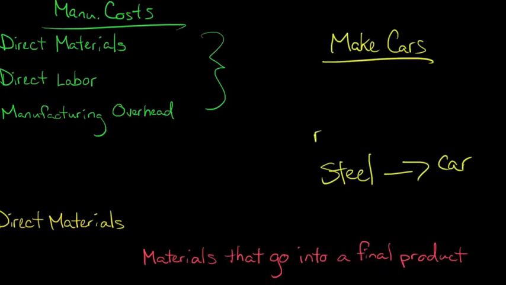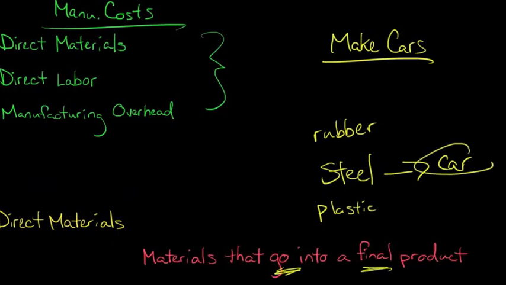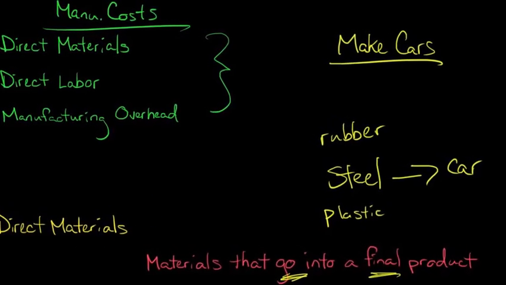We might have something like rubber to make the tires. We have these different things. Maybe you have plastic to make a windshield wiper on the car. You have all these different things. They're direct materials, and they directly go into the final product, which in this case is the car. If it's some type of material that actually is put into the car to build the car, then it's a direct material.